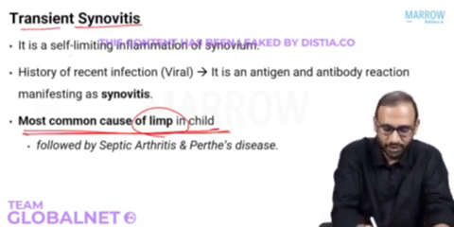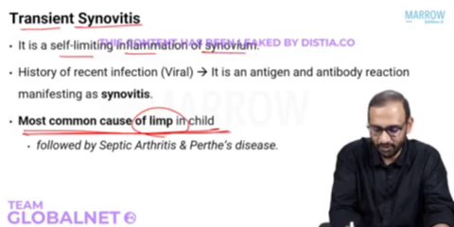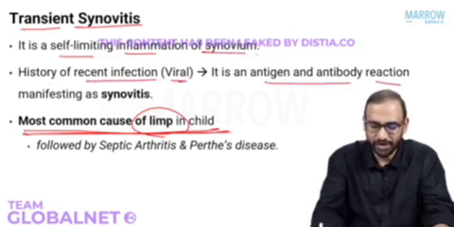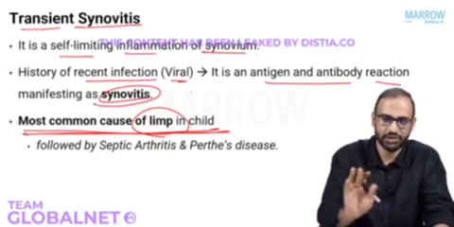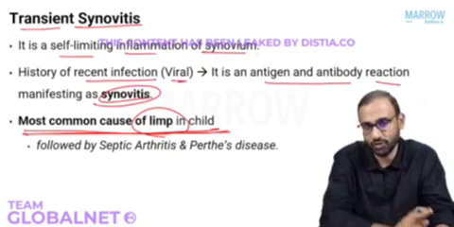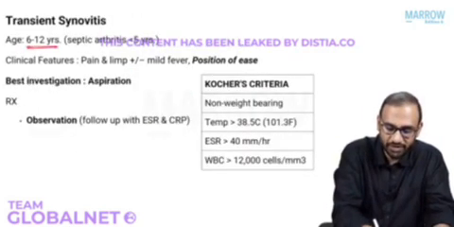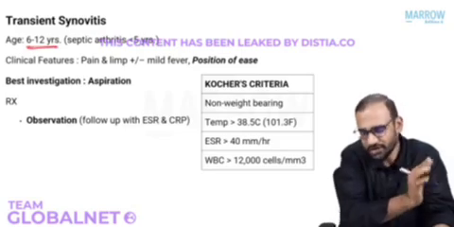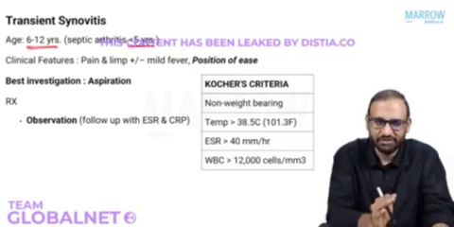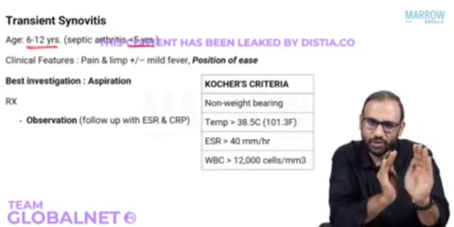So it's a self-limiting inflammation of the synovium. History of recent infection that is usually viral. It's an antigen-antibody reaction manifesting as synovitis. So far, so good. Usual age group is 6 to 12 years. Septic arthritis usually occurs in younger children, less than 5. So age is quite close to each other.